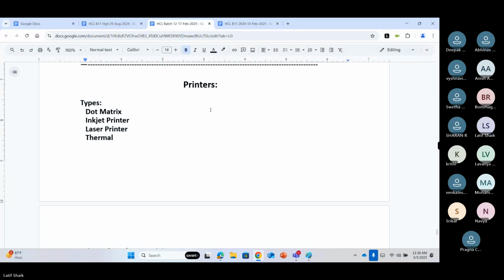Printers. So what are printers? First of all, in basic hardware models, there are different types of printers. The first one is a dot matrix printer, then inkjet printer, laser printer, and thermal printer. Generally, the printers available outside are these four basic types.